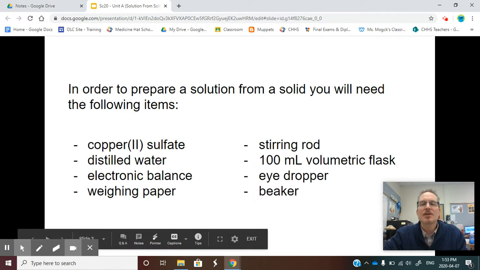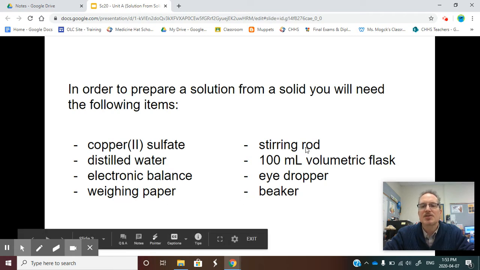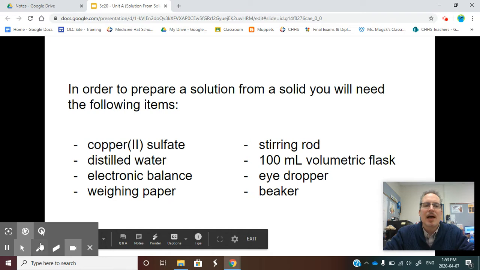And so in order to make this solution from copper 2 sulfate, I'm going to need, of course, copper 2 sulfate. I'm going to need distilled water, an electronic balance, some weighing paper, a stirring rod, a volumetric flask. I'm going to make 100 mils, so I need a 100 mil volumetric flask, an eyedropper, and a beaker. I'm going to pause the video and get set up for how we weigh something on the electronic balance.